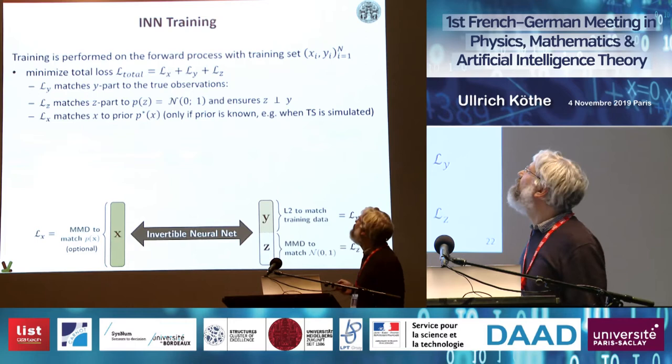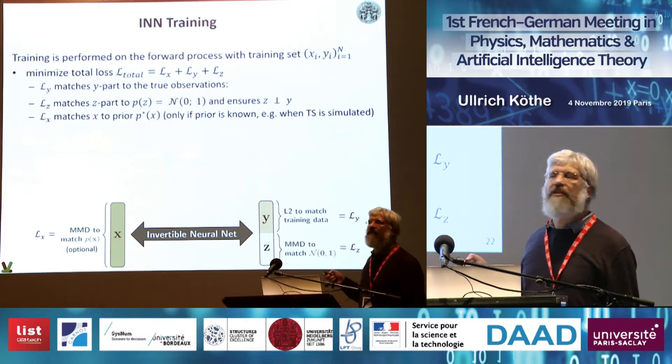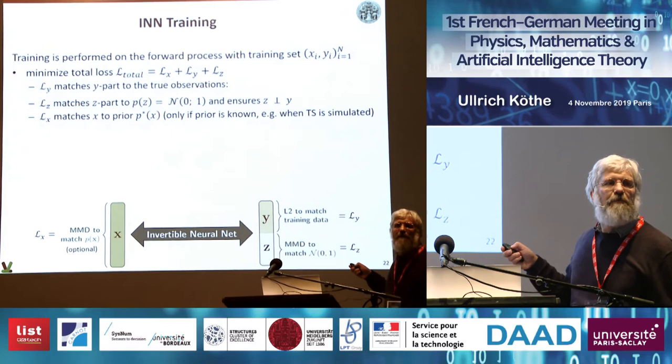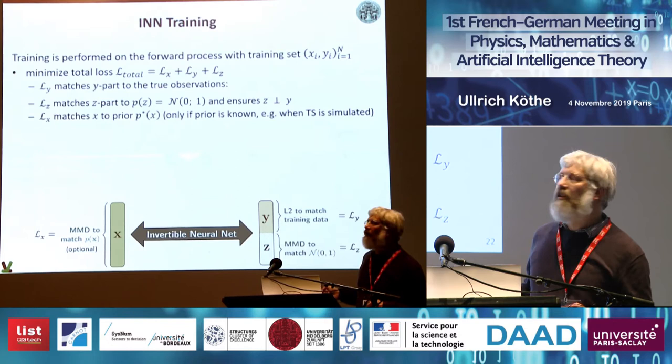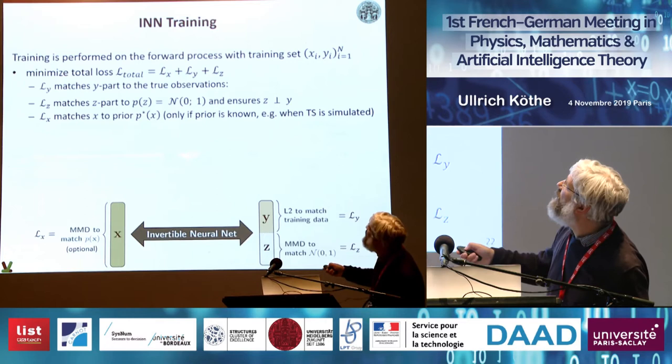And we ensure that Z is independent of Y, which means that the joint distribution of Z and Y must be the product of the individual distributions. And X matches the backward transformation to the distribution of the axes if we know them. So this is simply backward, and the Lx loss is similar to what's used in a generative adversarial network again.